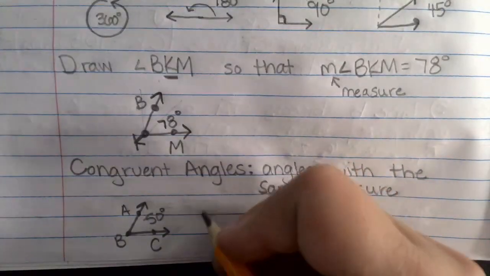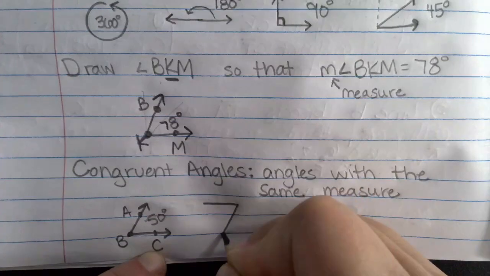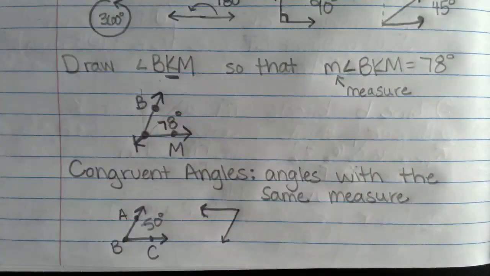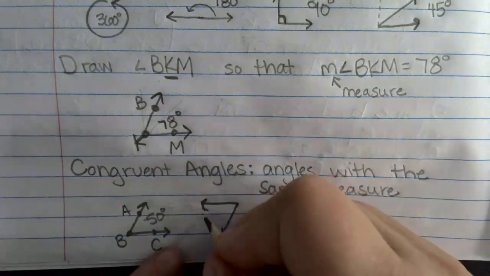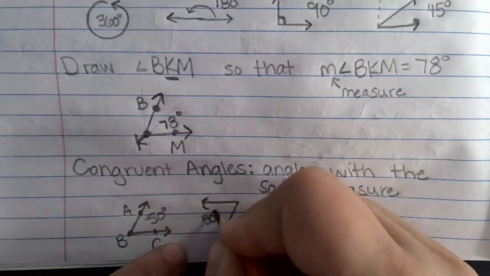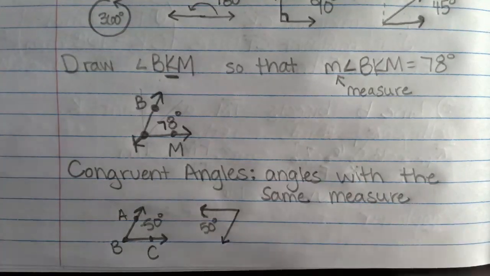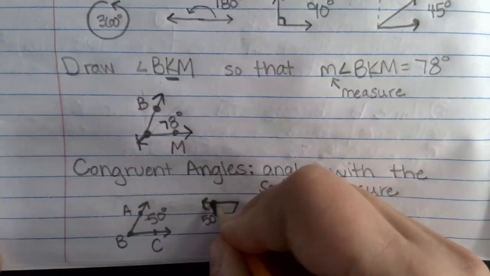Alright, and then if I have another angle over here, that's maybe going this direction. Doesn't have to be going in the same direction. It doesn't have to look like a copy and paste. But again, if I put 50 degrees there, now I know these are the same. And we'll call that one M, N, and P.